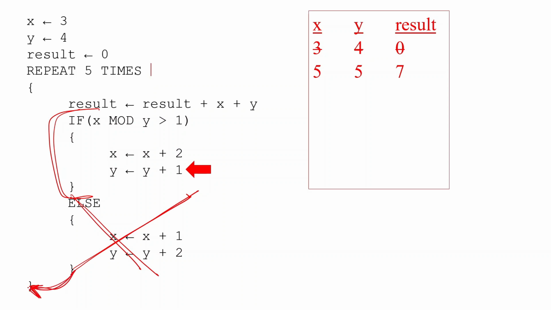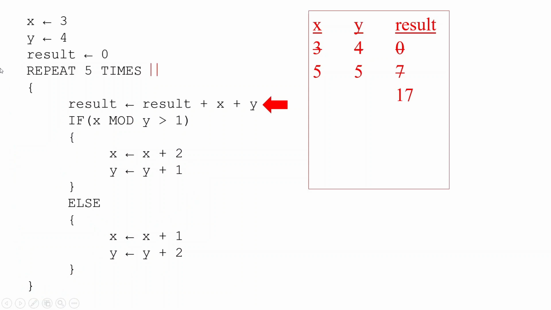Okay. Now the end of the loop means I go back up, do I have to keep repeating? And I do. That was only one time through the loop. I have to do this 4 more times. Okay. So I go through again.